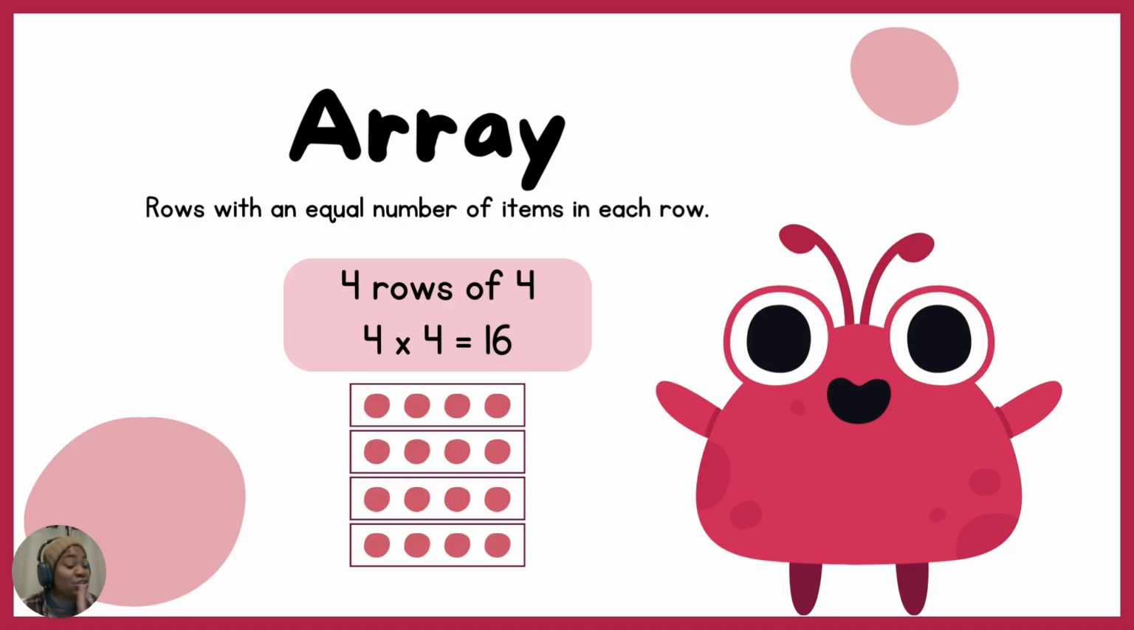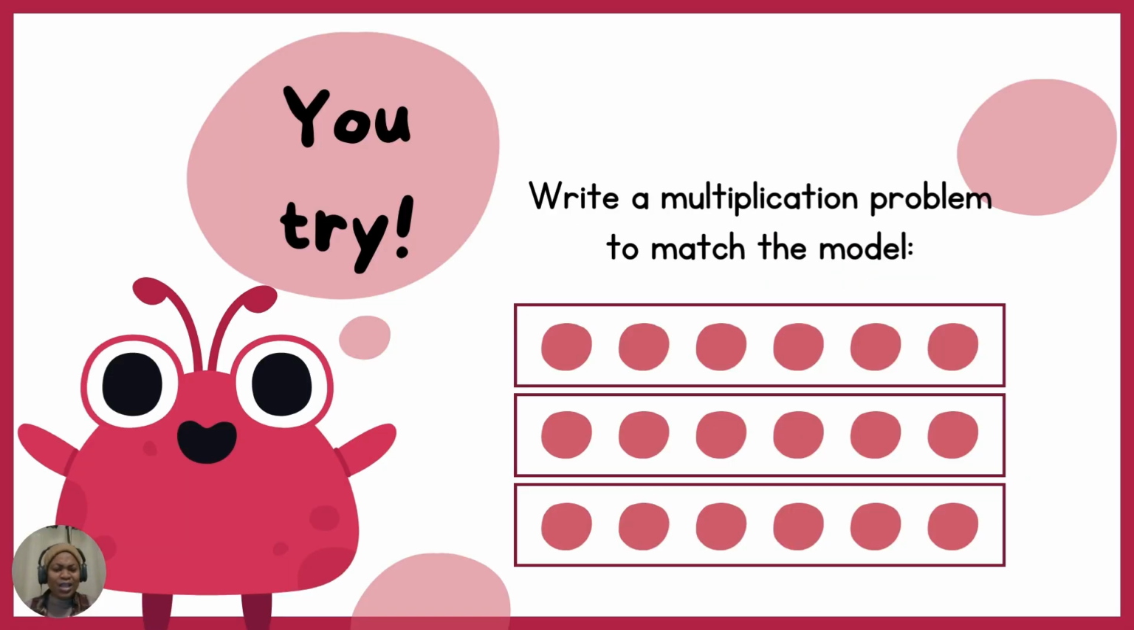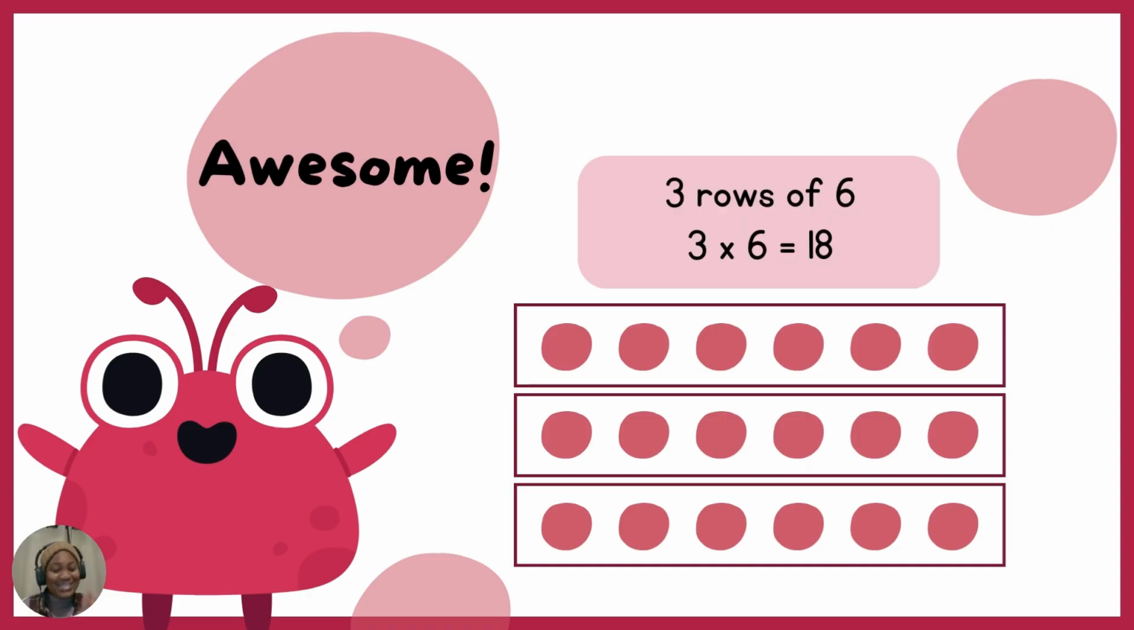Okay, now let us check this out. Can you write a multiplication problem to match the model? How many rows of red dots do we have? Did I just hear you say three rows of six red dots? Awesome! Three rows of six red dots. 3 times 6 would equal 18. Now, let us look at the next way to multiply numbers.